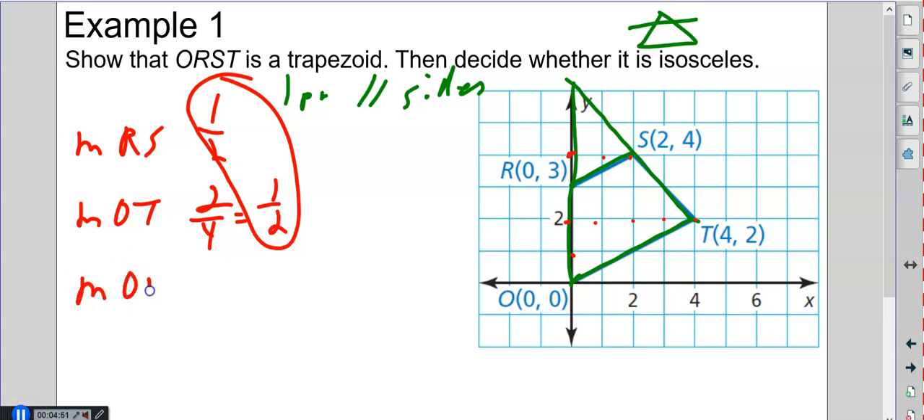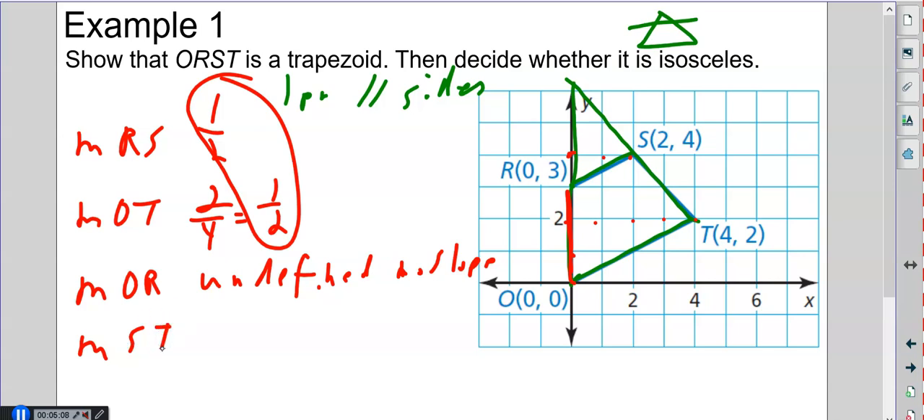So, OR, well, that's just a straight vertical line, so that's undefined, or no slope. And again, ST you can clearly see is a slanted line. It has a slope, but what is it? Real quickly, up 1, up 2, left 1, left 2, so -1. So real quickly, we proved those two sides are not parallel. It did not take a lot of time, and it's good practice.